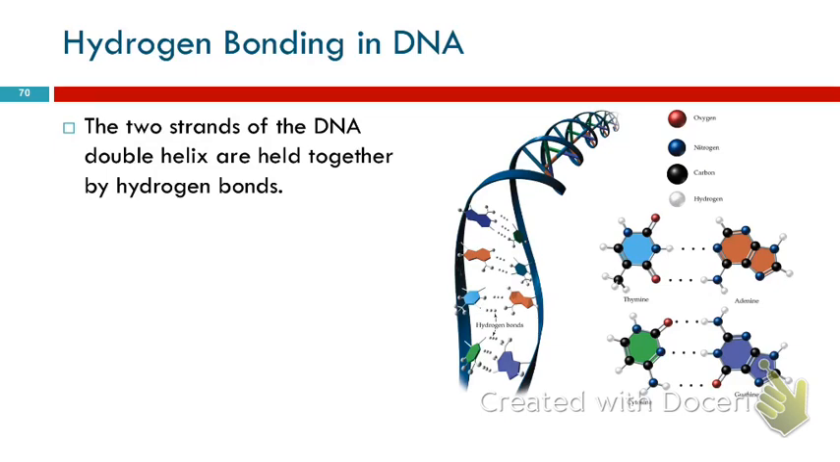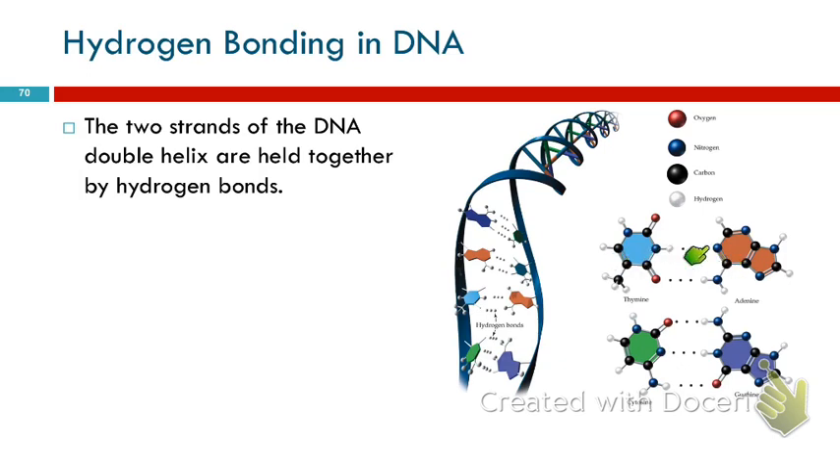Hydrogen bonding is really important in a lot of physiological processes. You're probably aware that DNA has a double helix structure. So there are two strands and they're held together. What holds them together, the little ladders in here, are hydrogen bonds between the base pairs in the DNA.